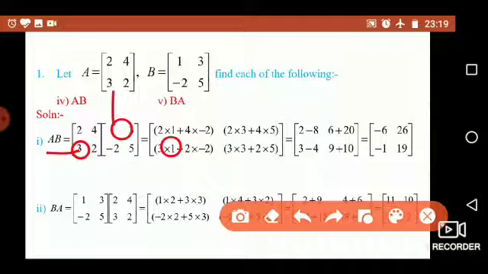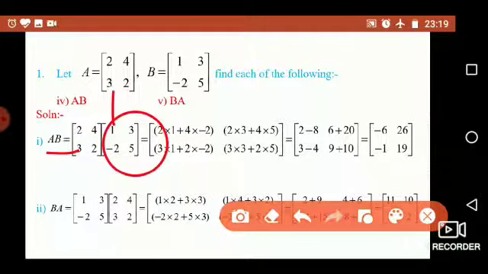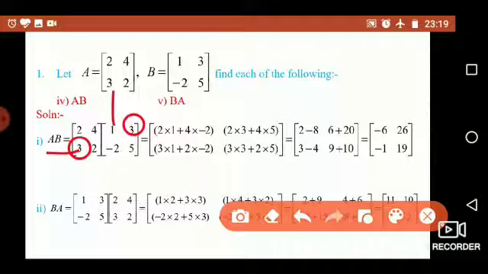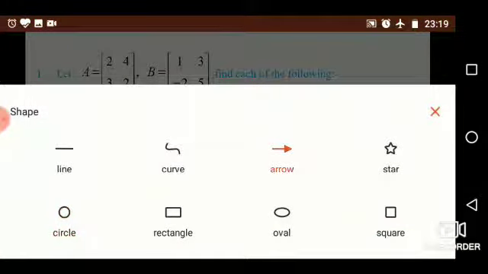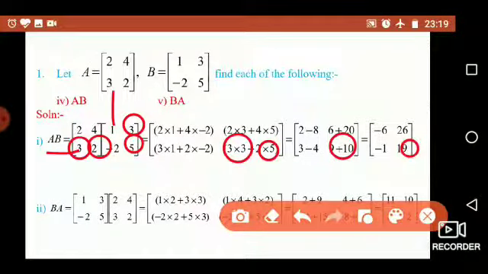Similarly, the same row with the last column. The last column is 3, 5. Let me multiply 3, 2 with 3, 5. Therefore, 3 threes are 9 and 2 fives are 10. Therefore, 9 plus 10 gives 19. Therefore, the matrix AB contains the elements minus 6, 26 and minus 1, 19.